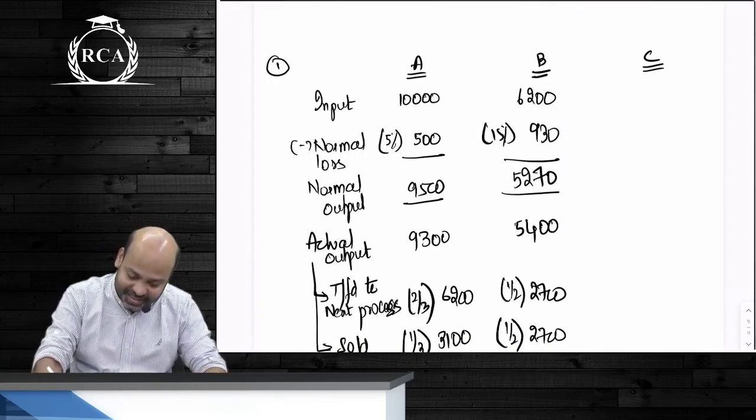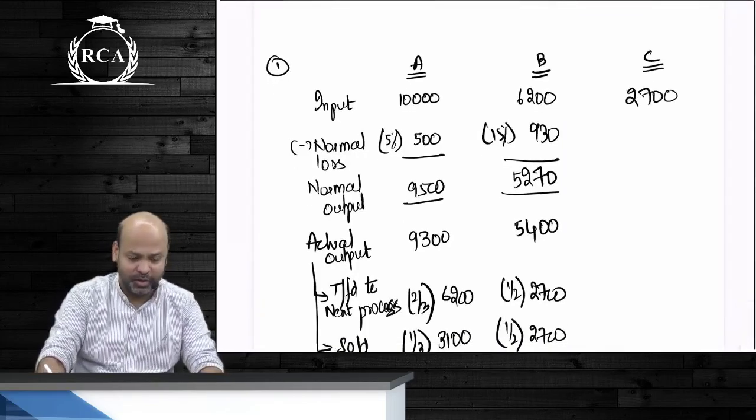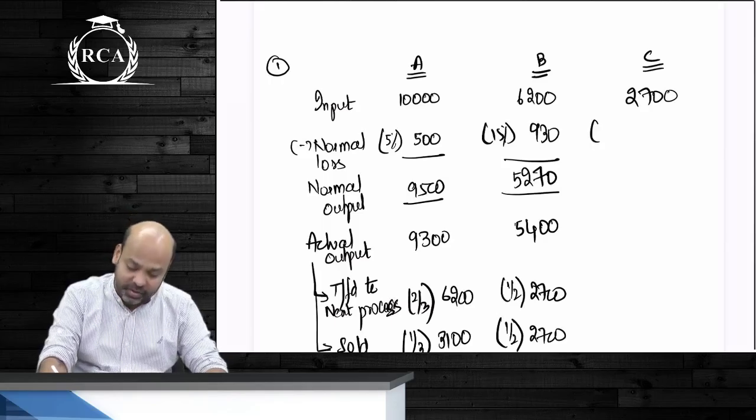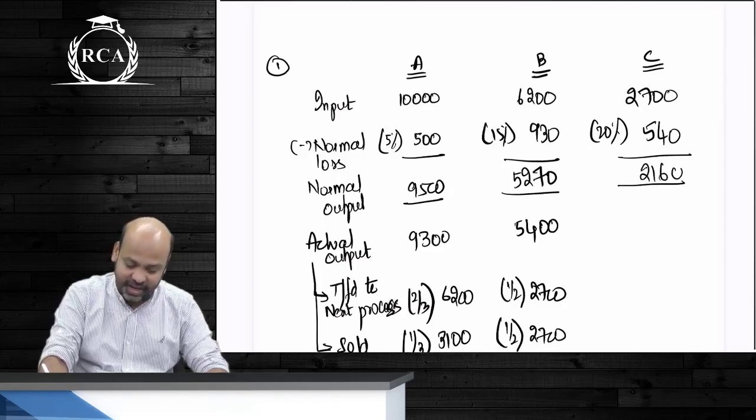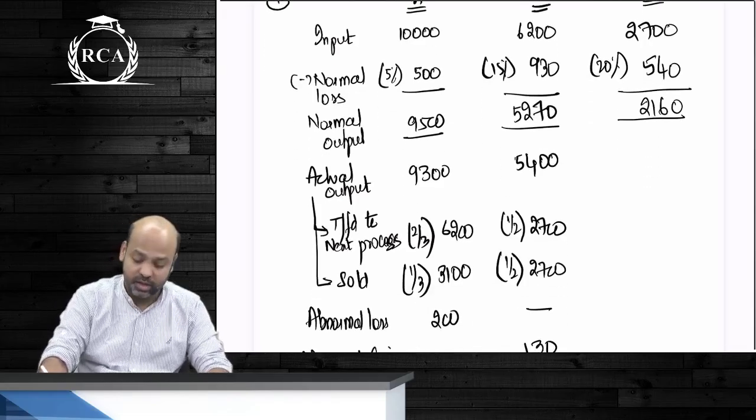Very good. How much is the amount of normal loss? 20%, beta. How much will that be? Right, click it, beta. How much is the actual output?